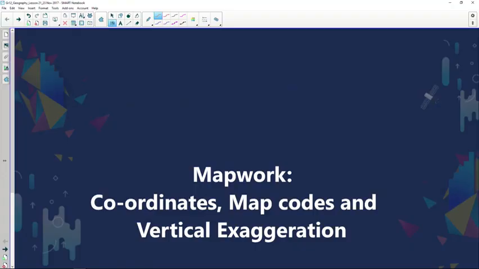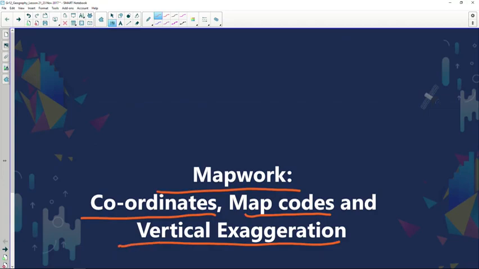Today we're going to continue looking at map work, and in today's lesson we're going to concentrate on coordinates, map codes and vertical exaggeration. But before we continue with these exercises, keep in mind, for your second question paper, the map work paper, you're going to need your ruler, you're going to need the calculator to do the calculations, and you're going to need your protractor. Very important. But let's get straight to it.